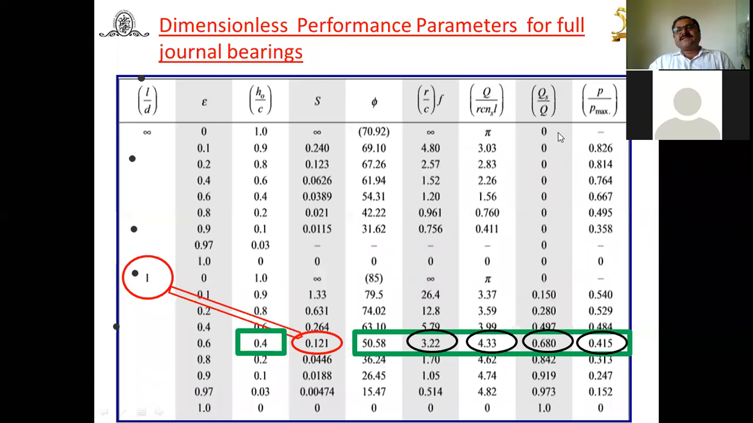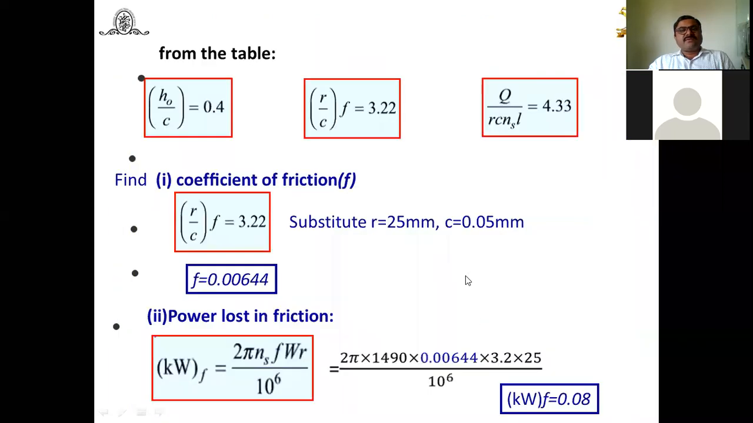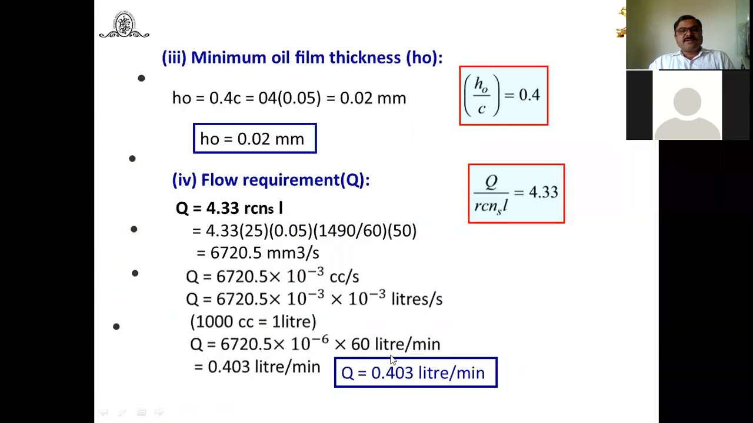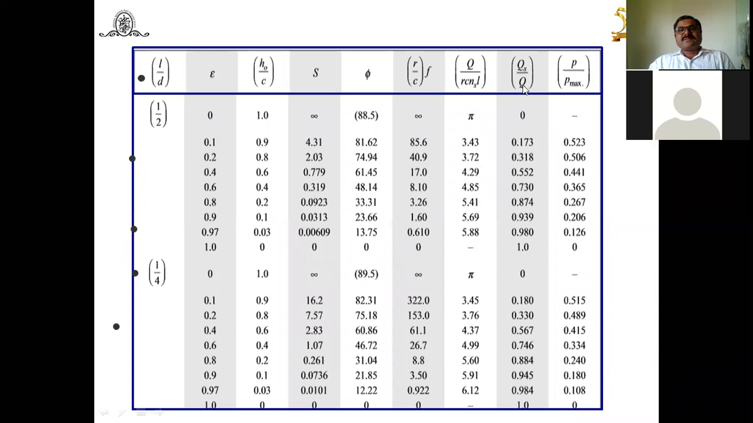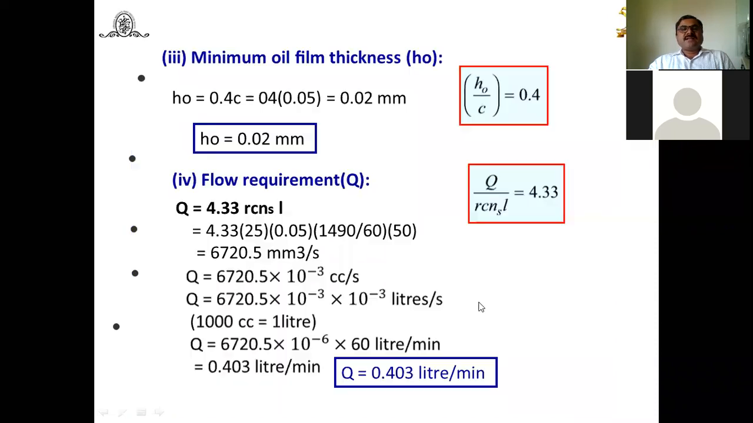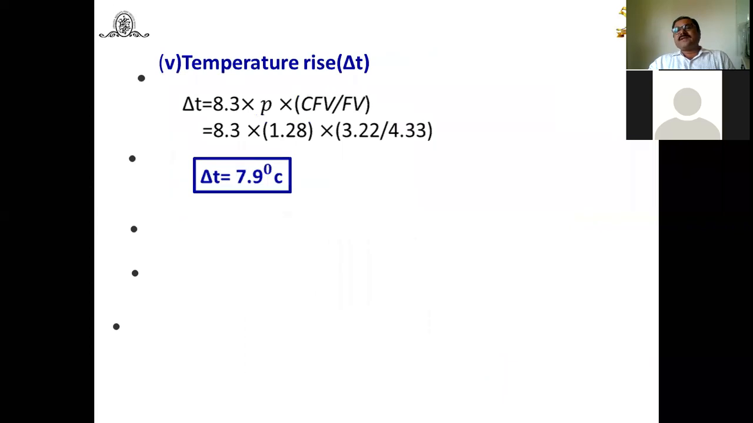In this statement, side leakage is not asked, but even though you can calculate Qs upon Q is equal to this. So this variable Qs upon Q is equal to 0.680, but Q we have already calculated here. How much is the Q? You can substitute this value of Q, 6720, here in Qs upon Q. This you will get the side leakage also. Similarly, you can find P upon P max also. That means by using these variables, we can easily find out the other parameters also.